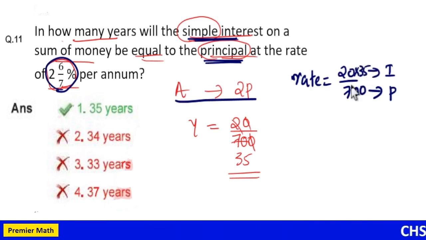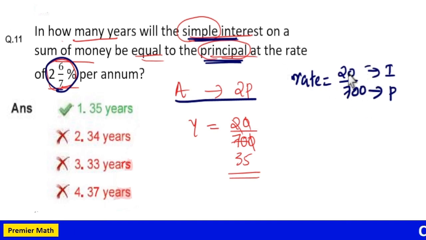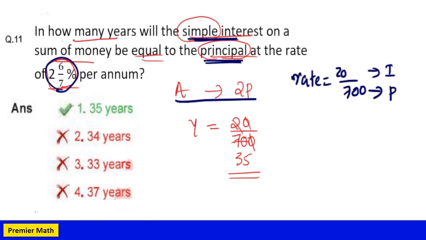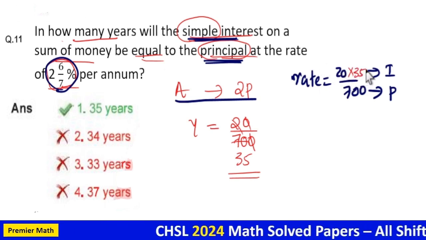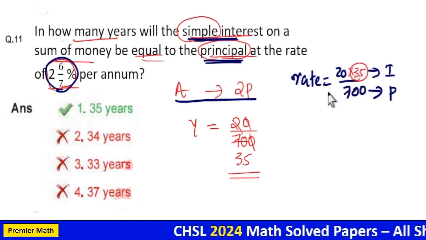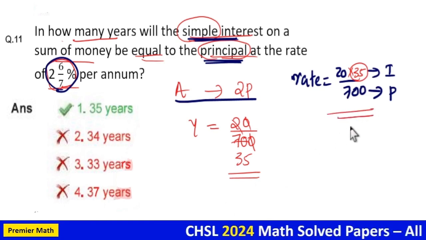Now you can see here numerator equal and denominator equal. That is, when you multiply 20 with 35, numerator equals denominator, which means 35 years. So in this way you can also calculate just by using the rate.